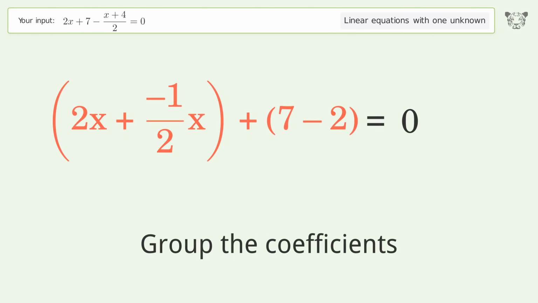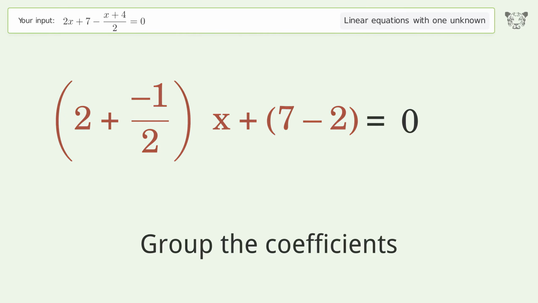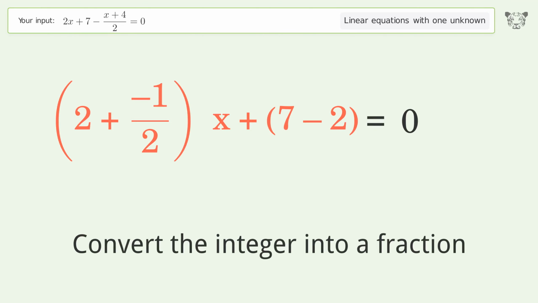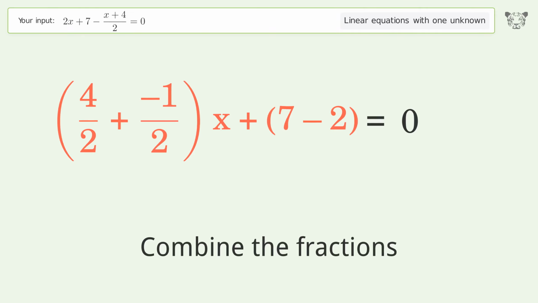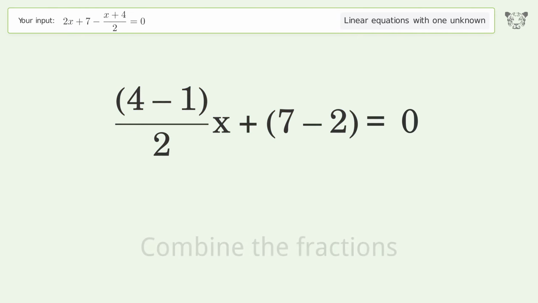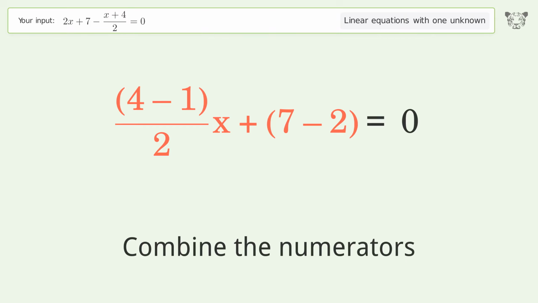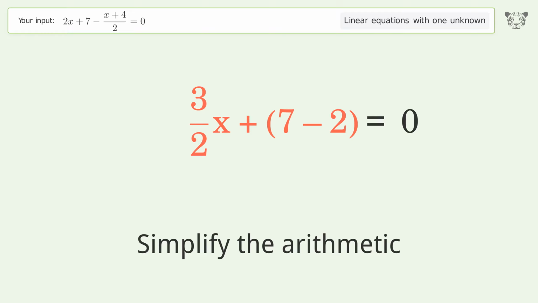Group the coefficients. Convert the integer into a fraction. Combine the fractions. Combine the numerators. Simplify the arithmetic.